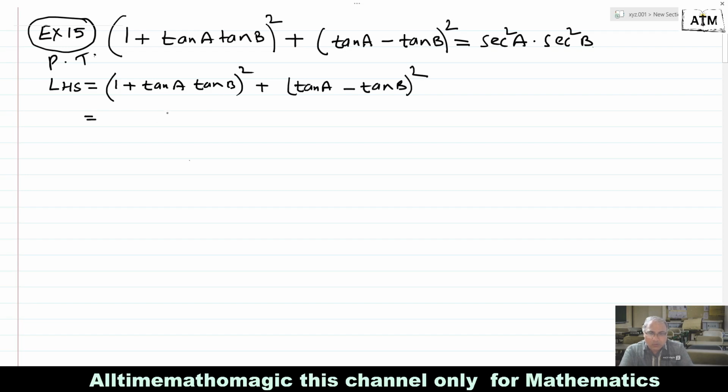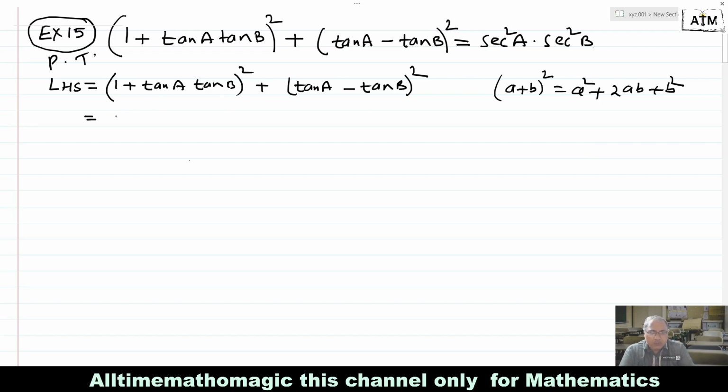Now squaring both brackets, following A plus B whole square equals A square plus 2AB plus B square. I already told you that if you want to become master of trigonometry, be the master of algebra. You see, here also we are going to use algebra.